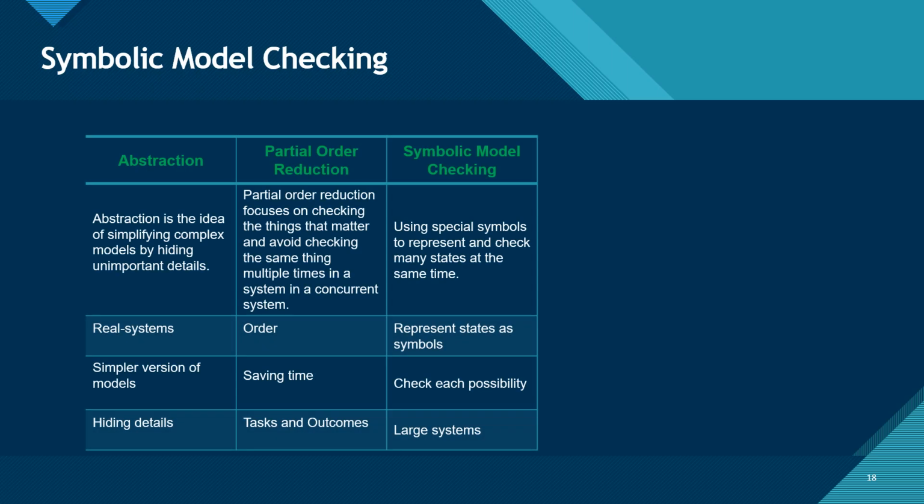Symbolic model checking is the process of using special symbols in order to represent and check many states of a system at the same time. We can represent large groups of states as symbols. This allows us to check each possibility without checking each one separately. Such a method is very efficient for large systems.